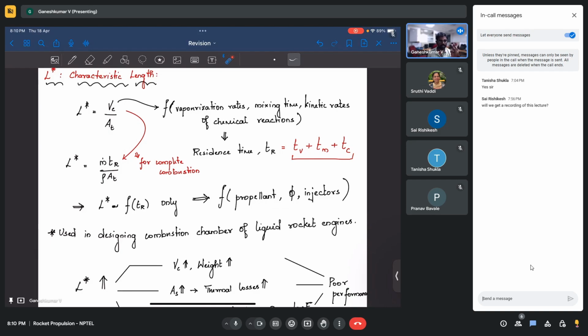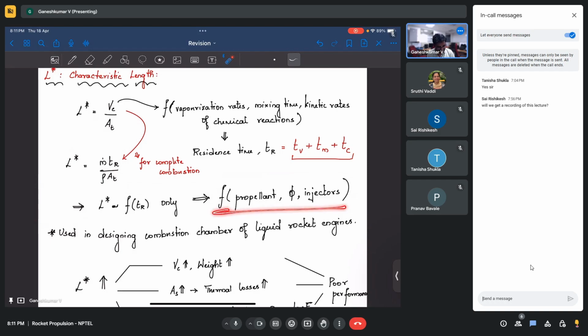So if you know the area of the throat, and you know the propellant you are using and the mixture ratio, the corresponding L star you can choose, and you can directly tell that this will be my chamber volume. So this is basically used for designing the combustion chamber.